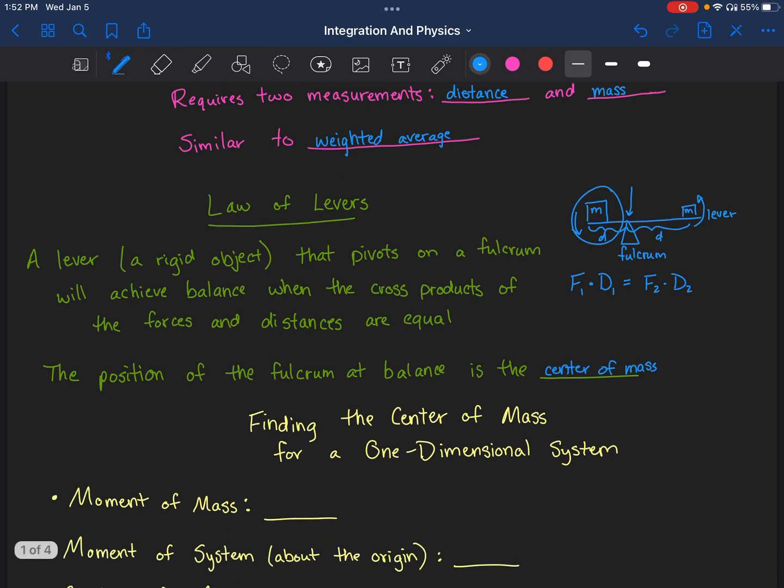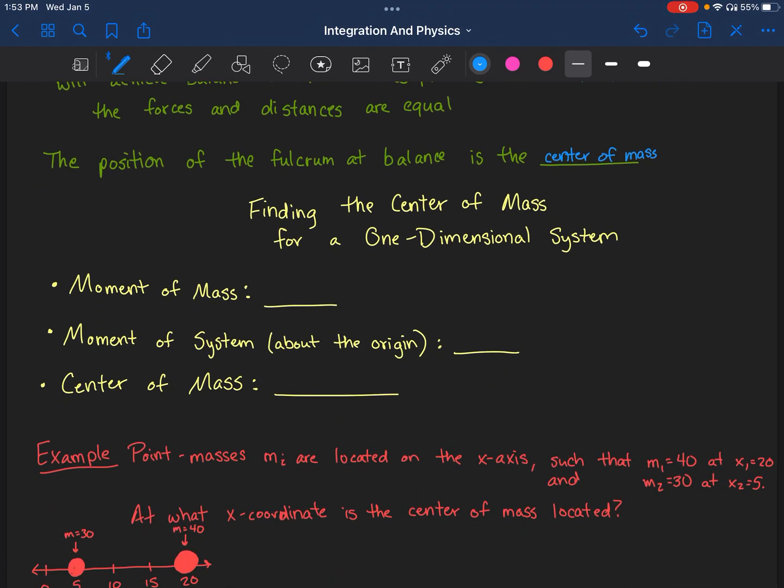I'm going to go a little bit further and talk about how to find the center of mass for a one-dimensional system. Now, again, this is just using x values or y values. It's just one dimension of distance. And so when I talk about the moment of mass, that is usually done by taking the mass of each individual object, so I'll write mi, times its distance, or we could call it its x value, so xi. And so that's the moment of mass. So these are individuals.